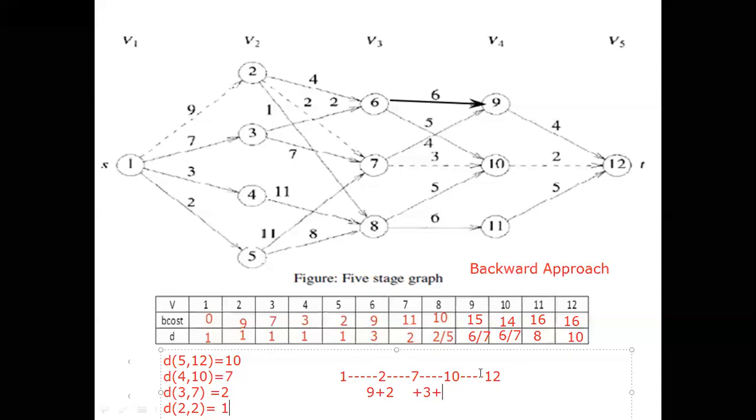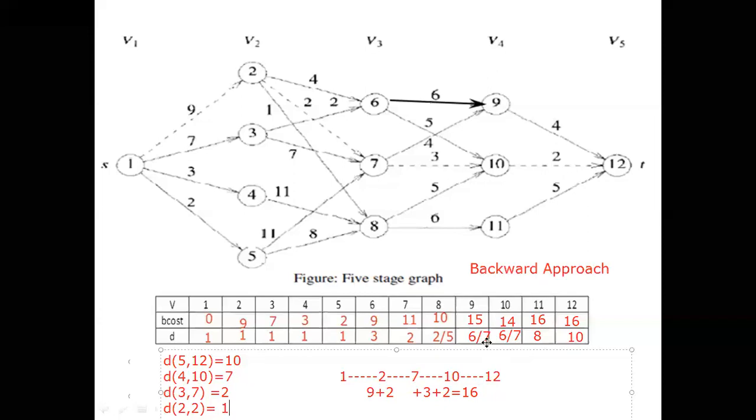Plus 10 to 12. What is the path? 10 to 12, the path is 2. Just add all the values. Again, you are going to get 16. What you understood? There are two paths. This path I will write: 1 to 2, then 2 to 7, 7 to 10, 10 to 12. There are two shortest paths.